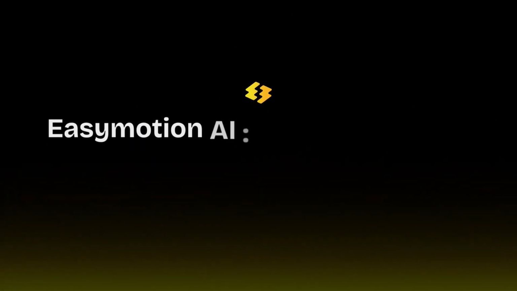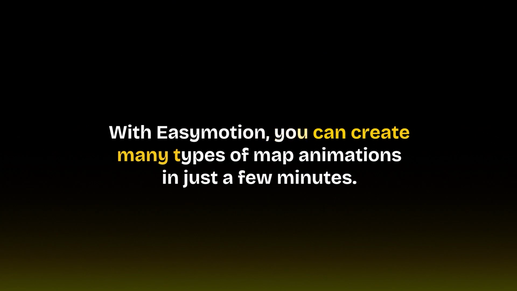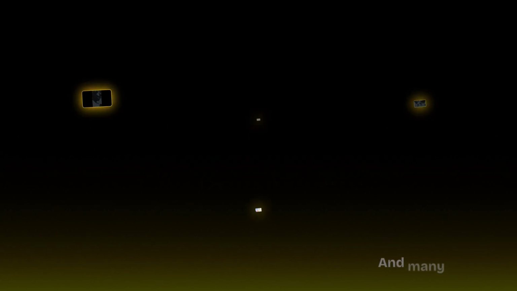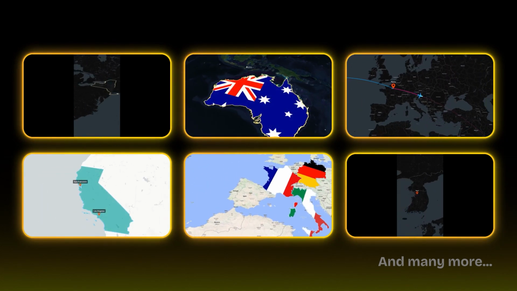Welcome to this Easymotion tutorial. In this video, I will show you how to use Easymotion AI to create professional map animations. With Easymotion, you can create many types of map animations in just a few minutes. In this tutorial, we will cover the most popular and commonly used map animation styles. Let us start with a simple country flag fill animation.